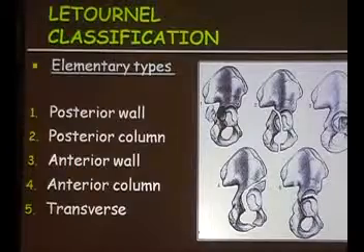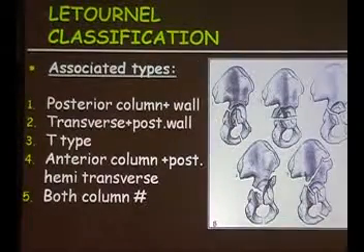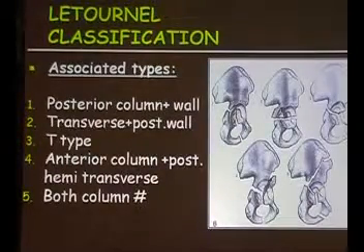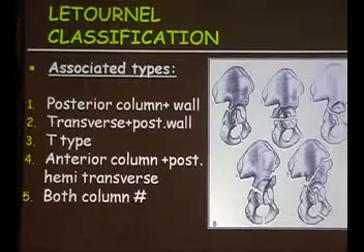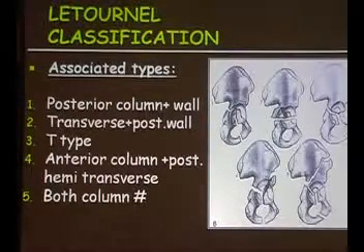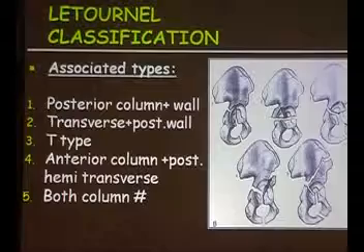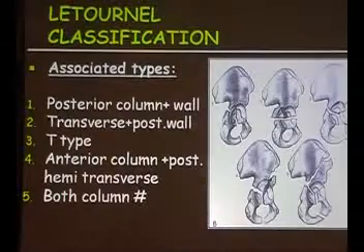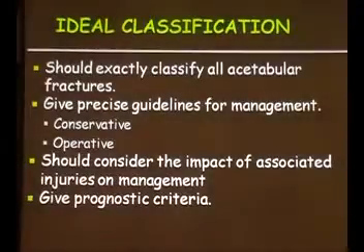We'll see in detail how to identify these fractures. Then the associated fractures are a combination of the elementary types, that is posterior wall plus column, transverse plus posterior wall, and the T-type, which is a further addition to the transverse, then anterior column and posterior hemitransverse, and both column fractures. So this is the widely used classification for fracture acetabulum.